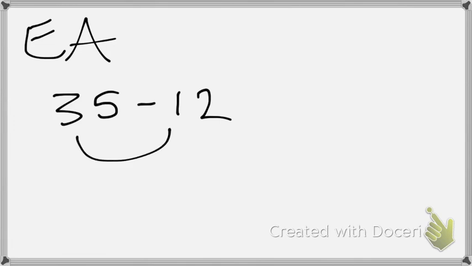You can go 3 minus 1 and 5 minus 2. That's right, so 3 minus 1, or 30 minus 10, is what? 20. 20, and Tara, 5 minus 2 is? 3. 5 minus 2 is 3, okay?